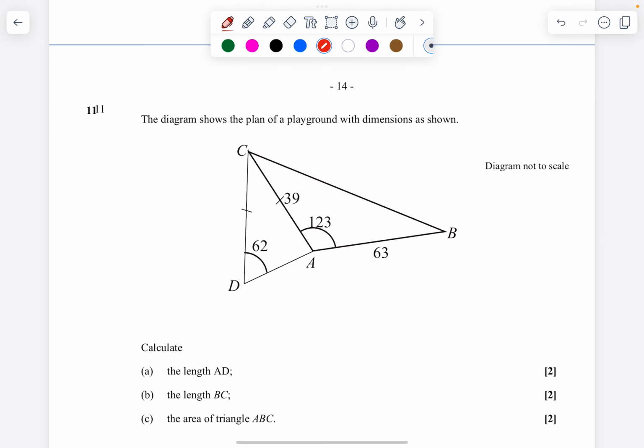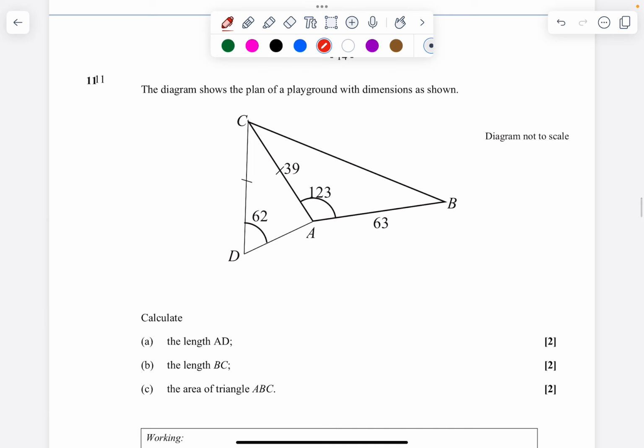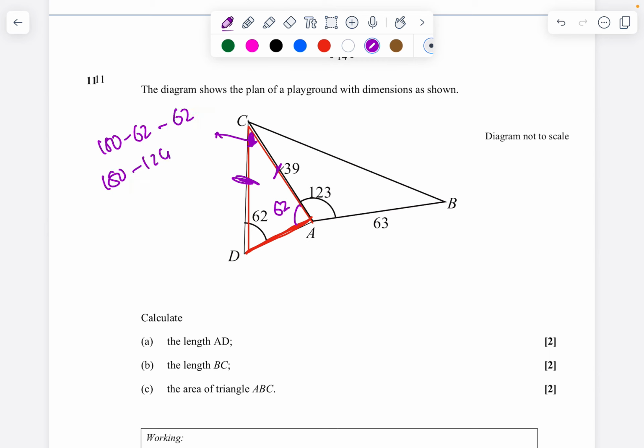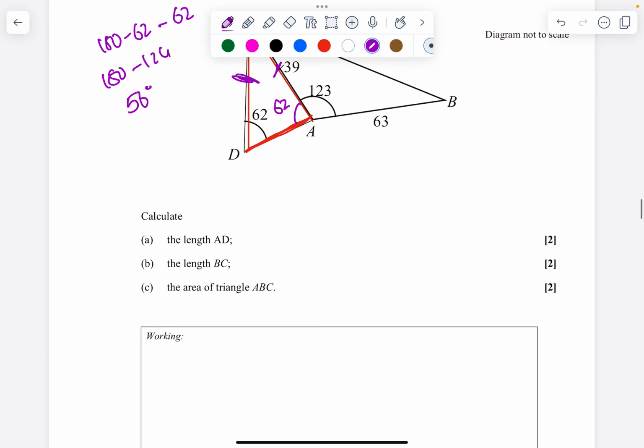Question number 11. The diagram shows the plan of a playground with the dimensions. Calculate length AD. Where is this length AD? AD has to be calculated. And this is AD and this is 39. So we know that these two sides are equal, so this angle also will be equal to 62 degrees. So this angle is going to be 180 minus 62 minus 62, 180 minus 124, which is 56 degrees.